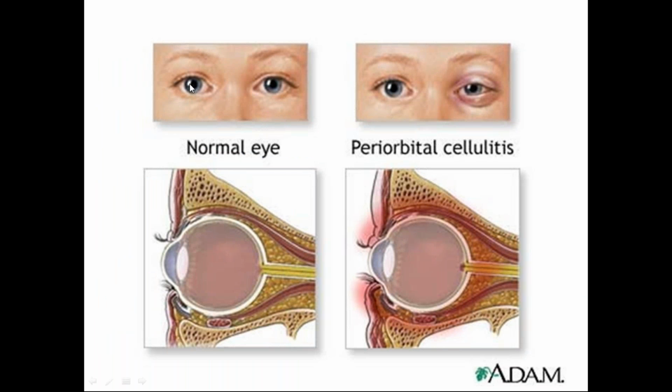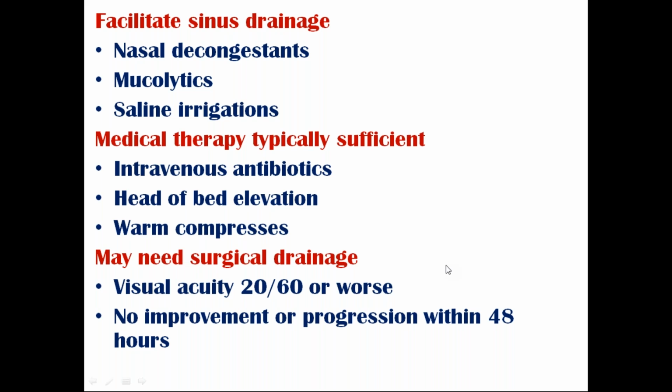You can see here, a normal eye will look like this, whereas in the case of periorbital cellulitis it will look like this. There will be erythema of the conjunctiva, eyelid edema, and the orbit or periorbital contents are mostly involved. In this, we have to facilitate the sinus drainage. As I have said previously, whenever you clear the sinuses, the patient may return to normal conditions.